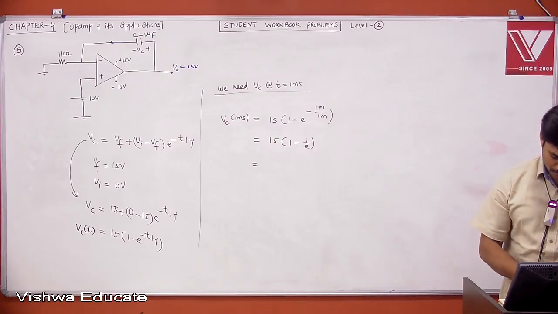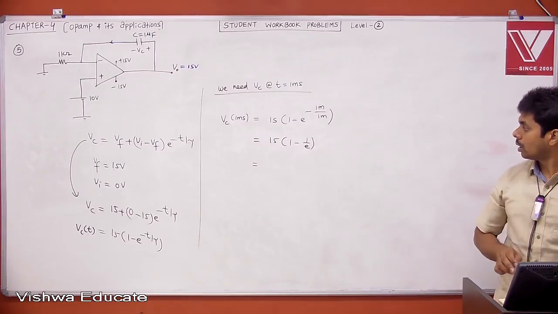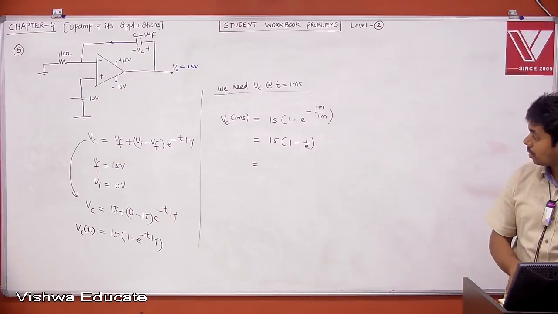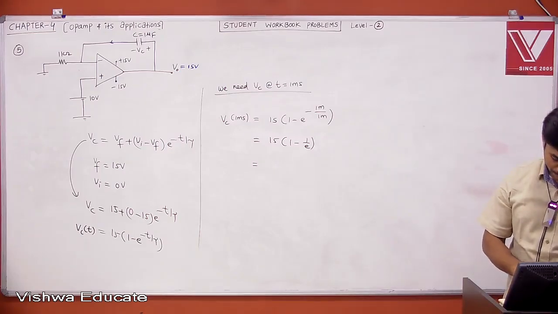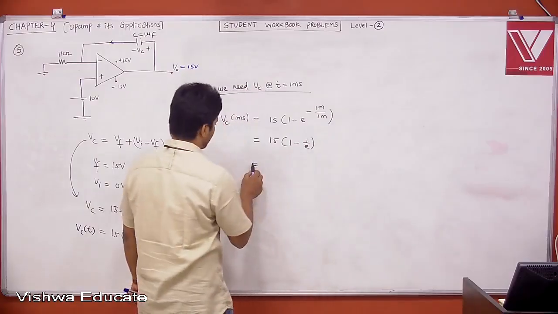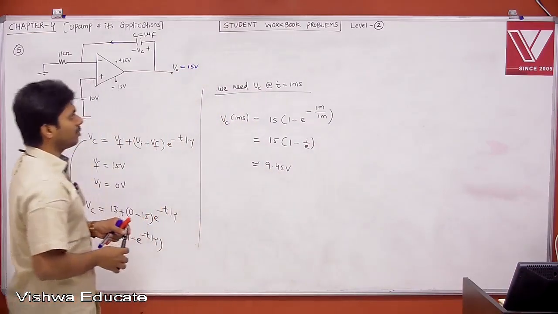1 by e is 1 by 2.7321, which is 0.366. Based on 1 minus 0.366, into 15, you are getting around 9.45. Therefore, you are getting around 9.45 volt. This is what it is. It is straightforward or not?